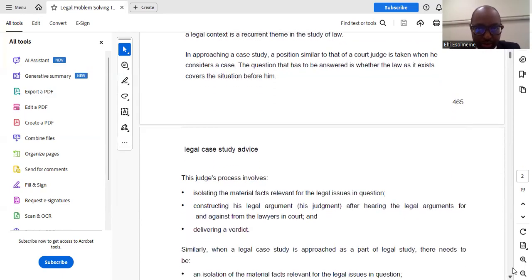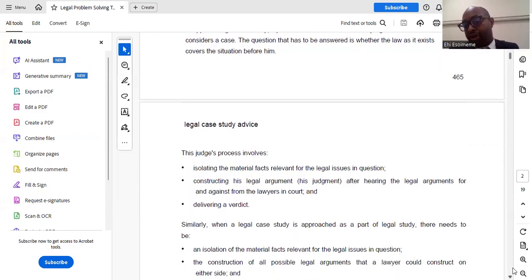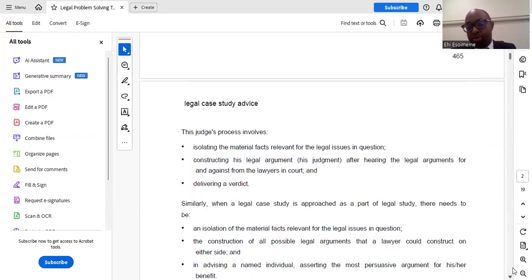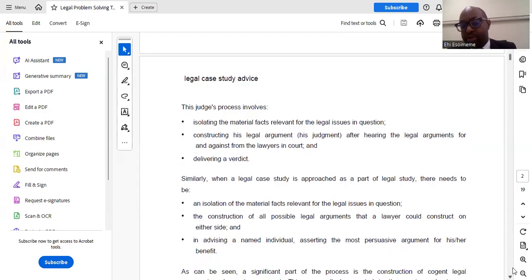And as you can see, as we're sharing the screen, this is what the judge will do. The judge will isolate the material facts for the legal issues in question. The judge will construct the legal arguments and will deliver a verdict. Similar to that, for you on your own, you have to isolate the material facts. When you see the particular case study, you need to isolate. There are some facts that are immaterial, and the material facts are what they call relevant facts. So you have to isolate that out, and then from there you now construct your legal arguments.